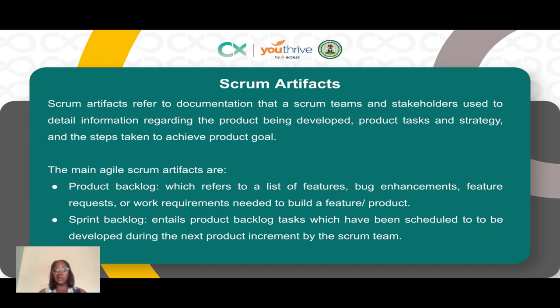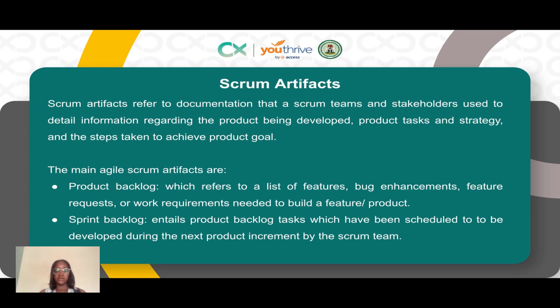Under the Scrum framework, we also have Scrum artifacts. Essentially, a Scrum artifact just refers to documentation that a Scrum team and stakeholders will use to detail information regarding the products being developed. Scrum artifacts have a couple of examples. Now, one Scrum artifact is the product backlog, and the product backlog refers to a list of features, bug enhancements, feature requests, or work requirements that are needed to build a feature or product.